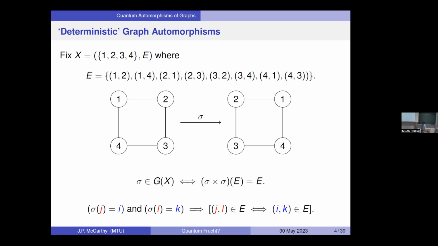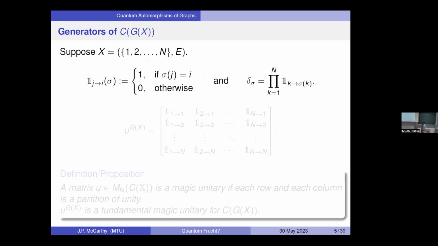So we saw adjacent ones. Well, how about non-adjacent? 1 and 3 were not adjacent, and when we apply the automorphism, 1 and 3 are also not adjacent. And so the initial vertices are in the edge relation if and only if the vertices they're sent to are also in the edge relation. Now, if we're going to build up to do something quantum, we need to talk about algebra of functions and work from there.